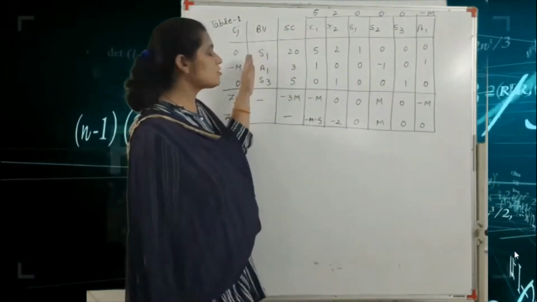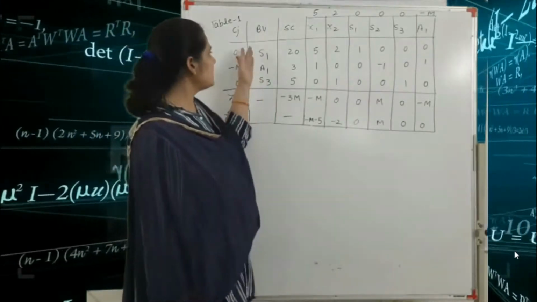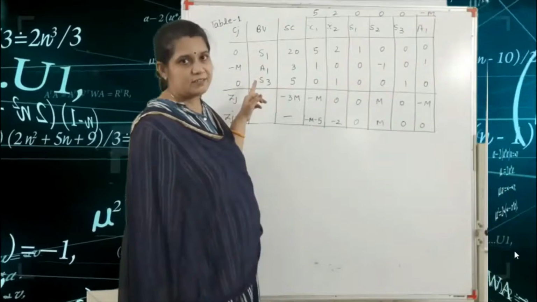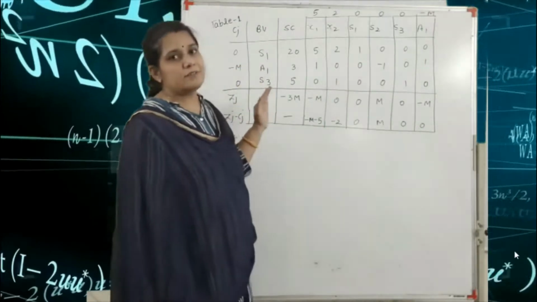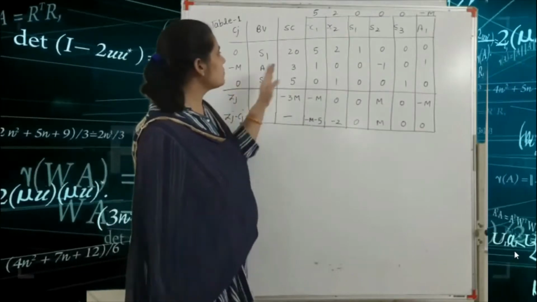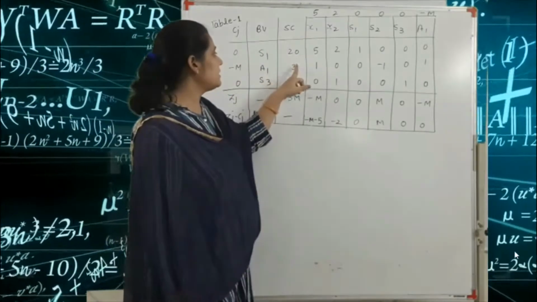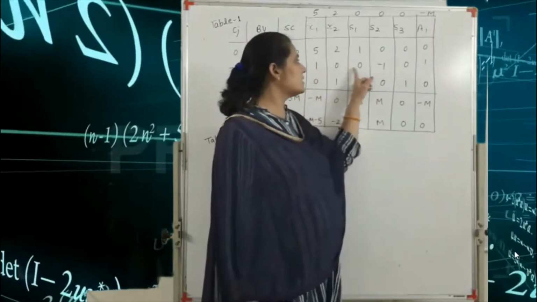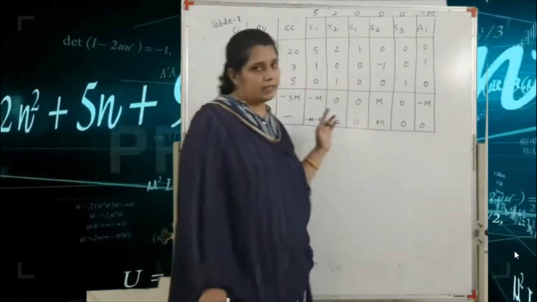So always keep this sequence in mind. You always write it in this sequence form. If there is any change in this sequence, your answer will be wrong. So here S1, A1 and S3. First we write the solution constants 20, 3, 5, and after that we write the first subject to constraint equation, second and the third equation.